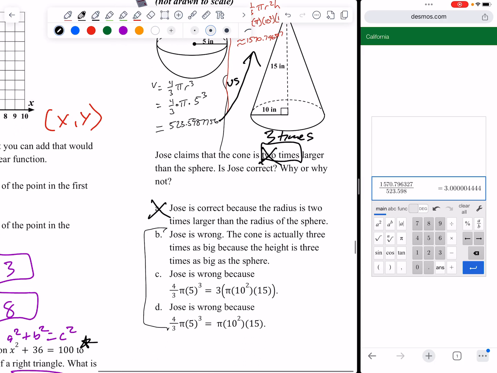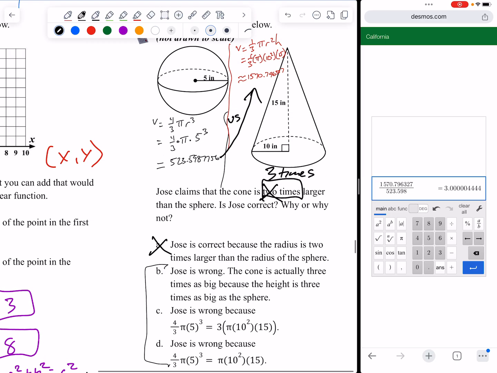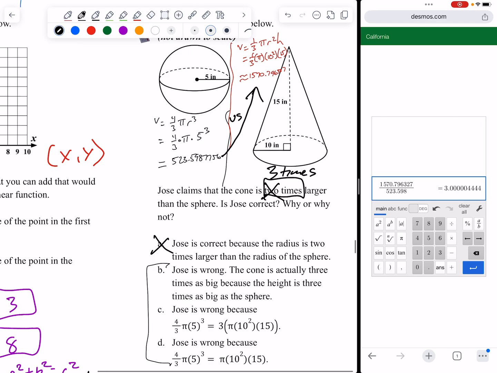Anyways, let's move on. The cone is actually 3 times as big because the height is 3 times as big as the sphere. Oh, damn. The height is 3 times as big as the sphere. Well, how big is the sphere? The sphere is actually from here to here, right? But if this is 5, the other one should be 5, so it's actually 10. So is that 15? No, that's 10 times 3. So that's not it. Okay, it's not 3 times.